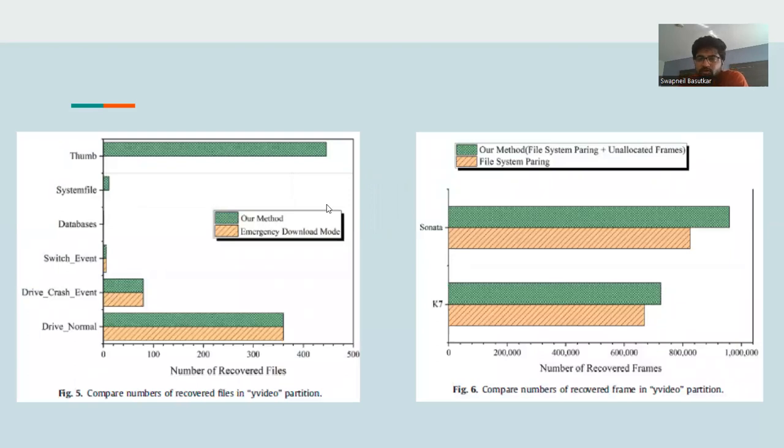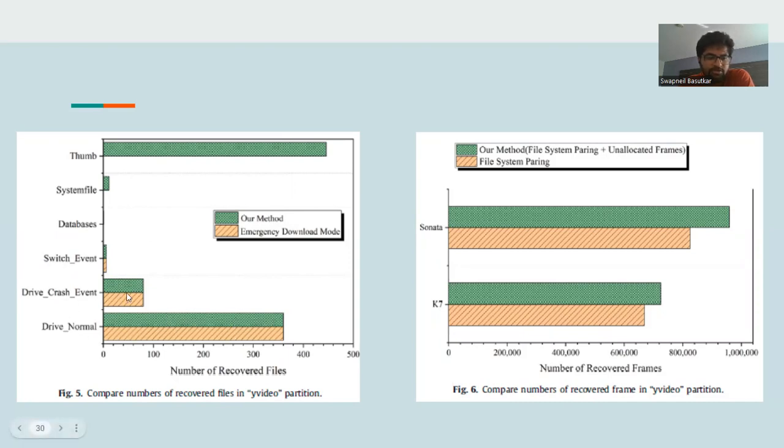So these are the two important figures. We see the number of recovered files, 100, 200, 300, 400. And then this is comparing the numbers of recovered files in the Y video partition. So we are just taking one random partition of Y videos. And this is our method. It means that it is the method used in the paper that we are talking about. As you can see, the number of files recovered were fairly the same.